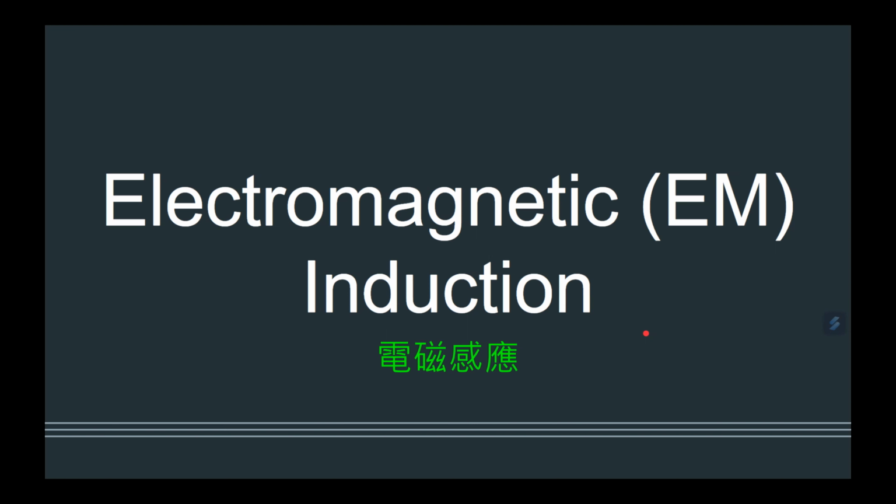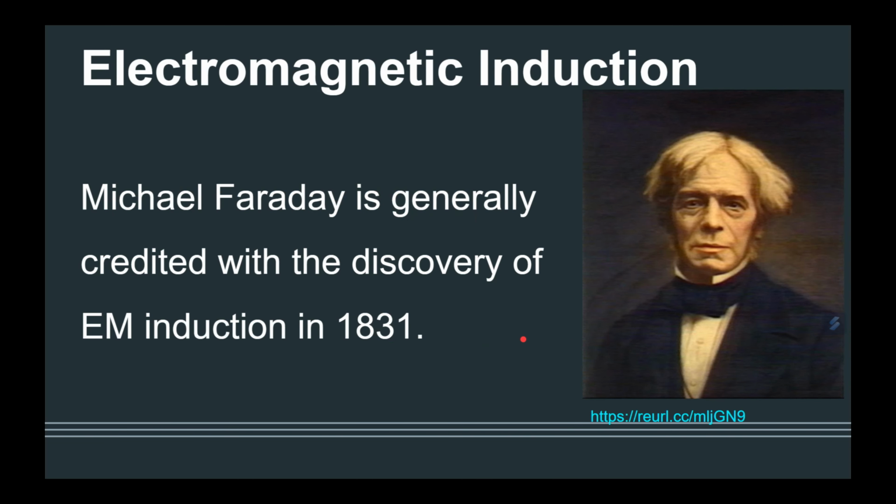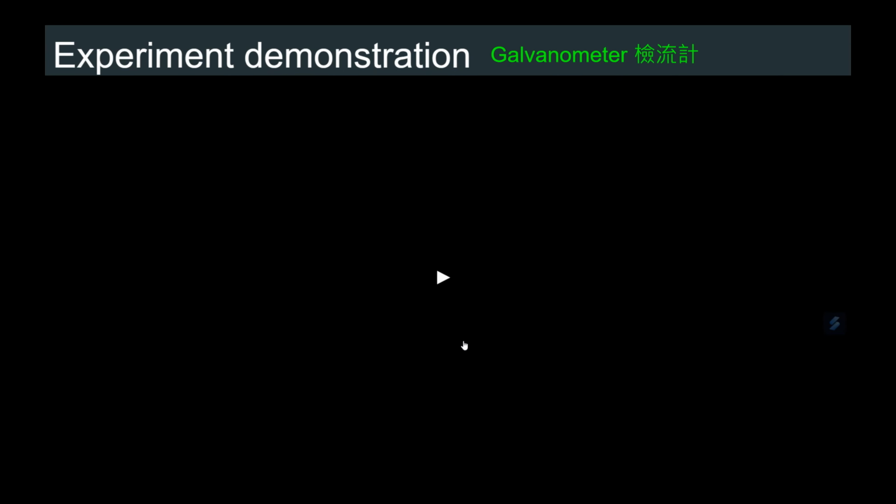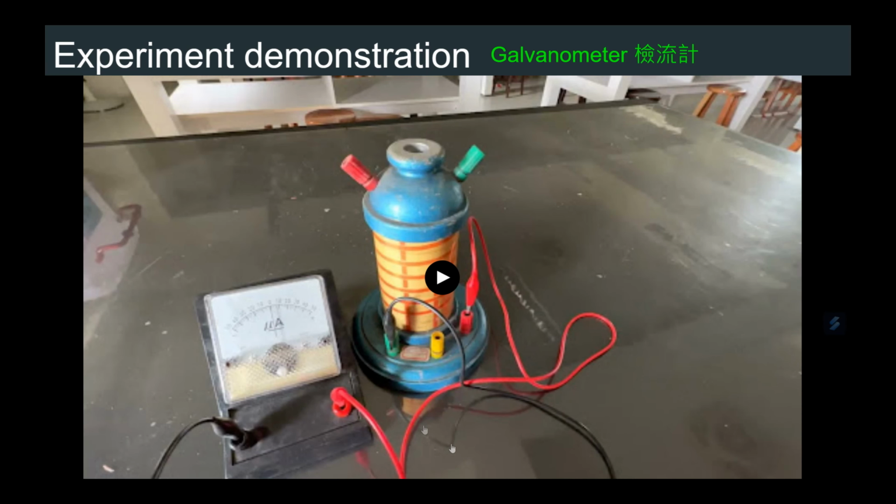Okay, so we will use an abbreviation. We will call it EM induction. This induction was found by Michael Faraday in 1831. I will demonstrate some experiments for you. In the middle is a solenoid, and on the left-hand side is a galvanometer. We have a thin needle in the center here.